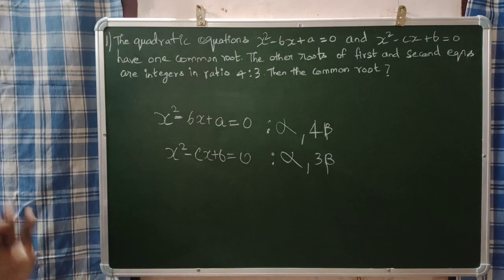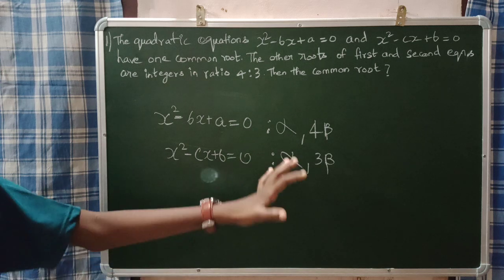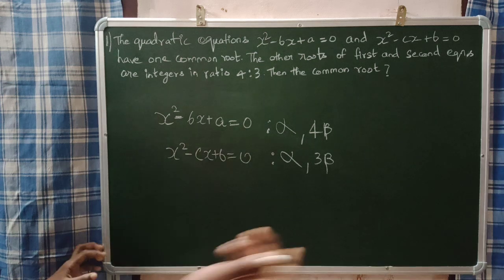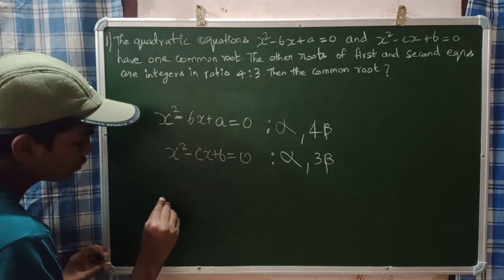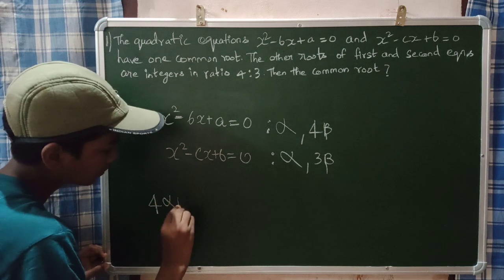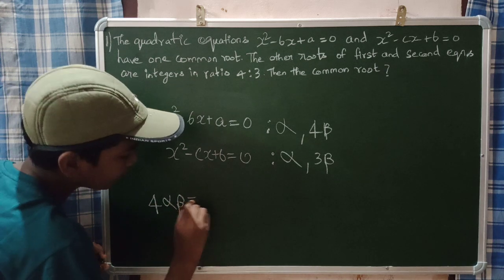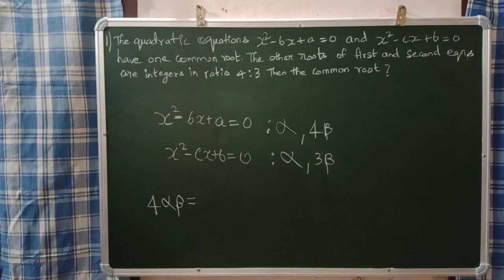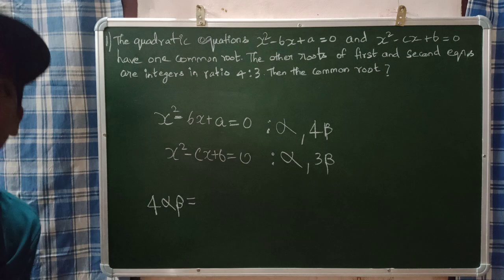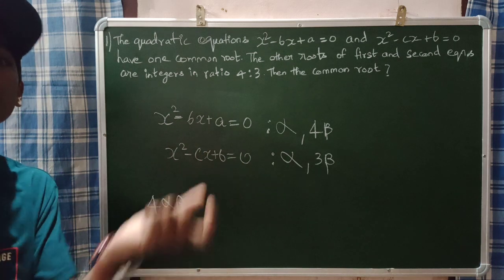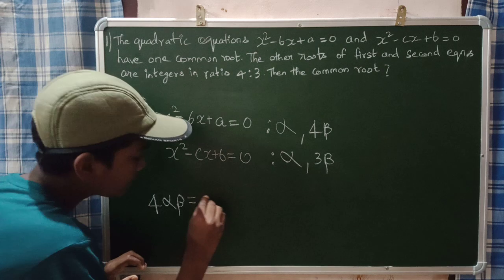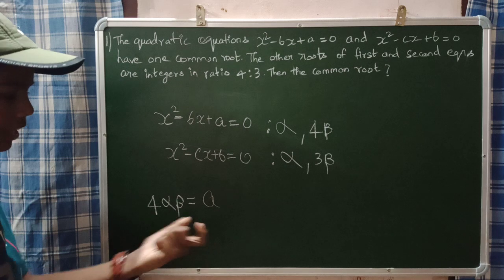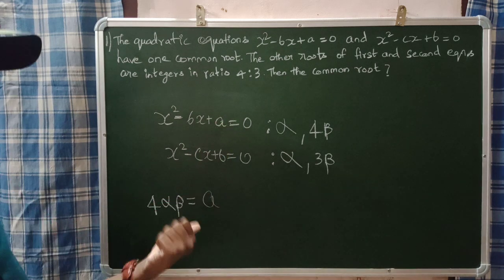Now listen carefully. For the first equation I am going to find the product of the roots. The product of the roots means alpha into 4 beta, which is 4 alpha beta. The product of the roots is C by A, and the sum of the roots is minus B by A. So C by A will be a itself, because in place of C we have a. That's why 4 alpha beta, the product of the roots of the first equation, is a.